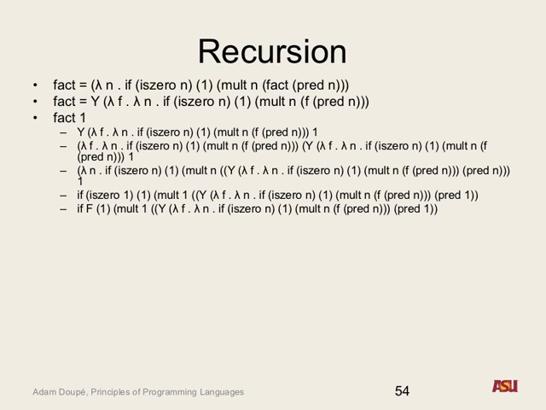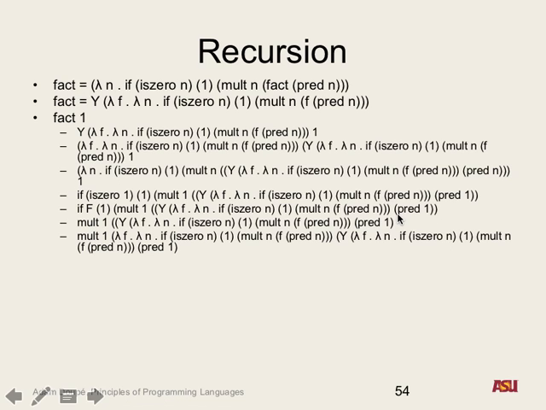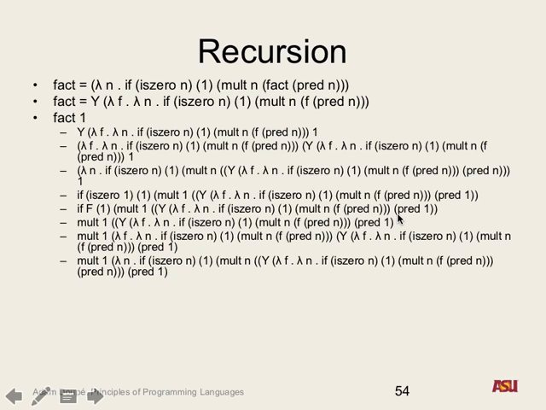We do this again. We say is 1 0? No, it's false. So it's going to return the second argument here. So it's going to get rid of this first one. So we have multiply 1 by whatever Y of f of n applied to the predicate of 1. So we go through the same steps again. That's going to give us here where we now have our Y combinator inside here. Now we have the predicate of 1, so we replace n with the predicate of 1.